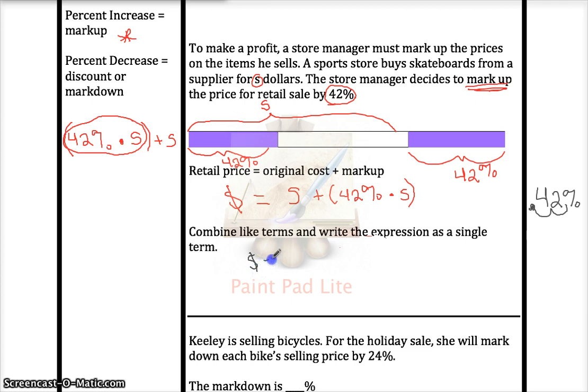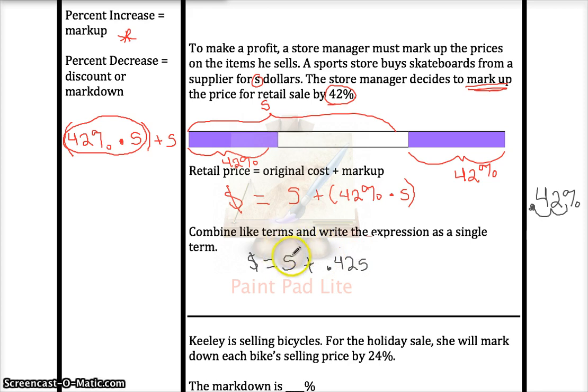It would be the price we pay is S, that's not a 5, S, plus, well, 42 times S, or 0.42 times S, is just 0.42S. And now that we have this, can we write this as a simpler expression? Can we somehow combine like terms? Well, remember, like terms are terms that have the same ending or the same variable with them. So here I have an S and I have a 0.42S.